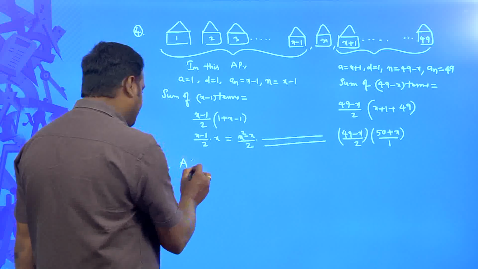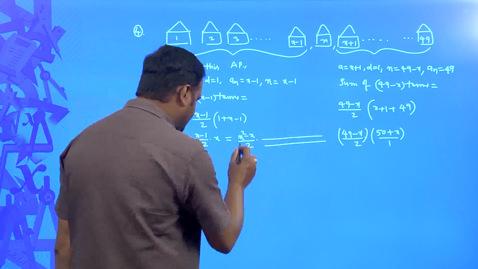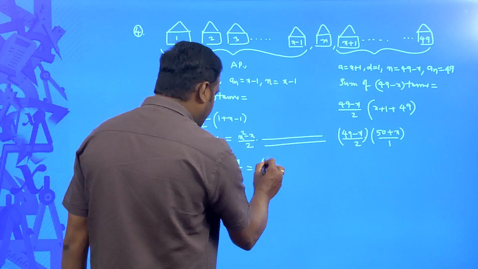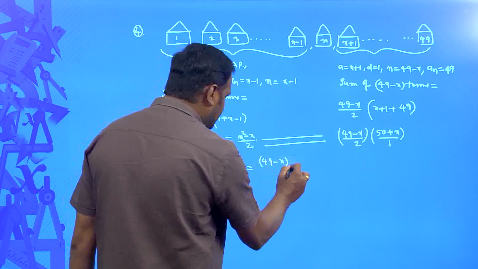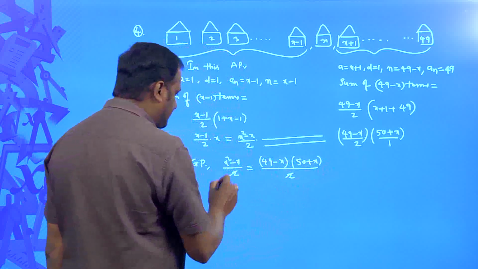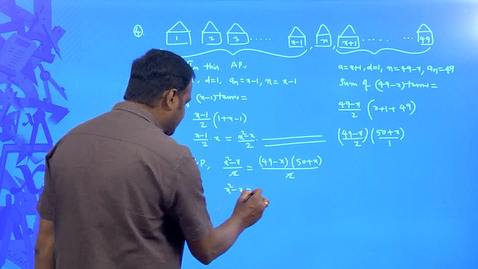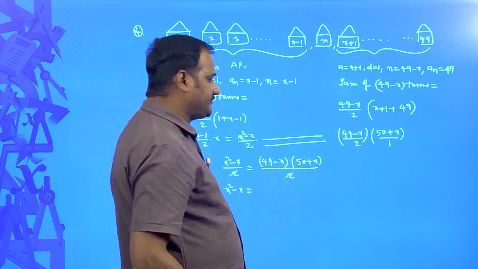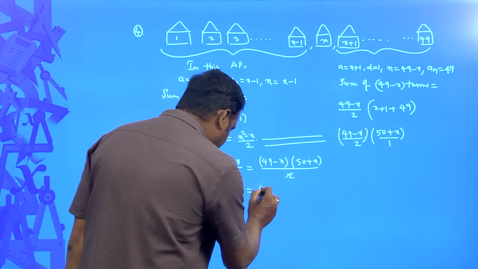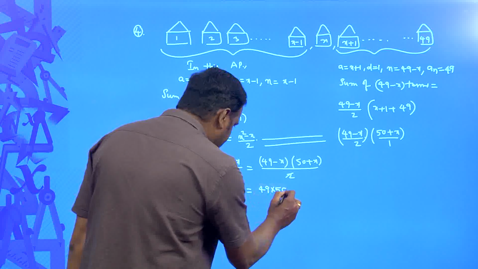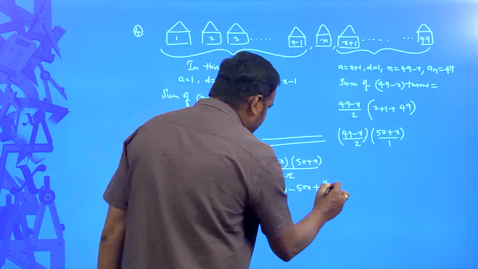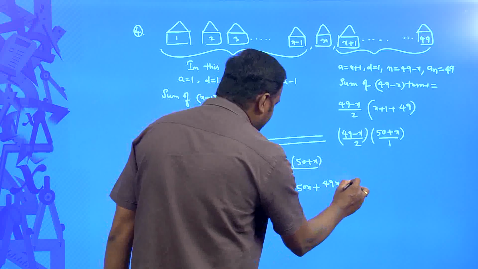Therefore, according to the given problem, we will have to equate both of them. This is x square minus x divided by 2 is equal to, this one is 49 minus x into 50 plus x whole divided by 2. So, here 2 and 2 get cancelled. This is x square minus x is equal to, when you multiply both of them, 49 into 50. I am not multiplying them to get the product, I am just leaving it like that. This is 49 into 50 minus 50 into x, plus 50x, plus 49 into x, which is 49x, minus x into x, which is x square.